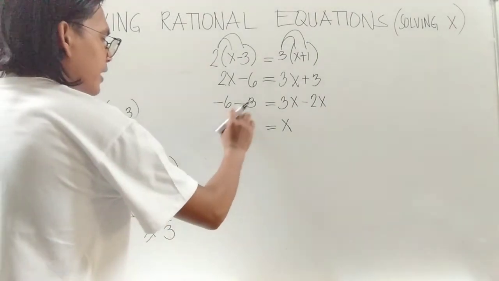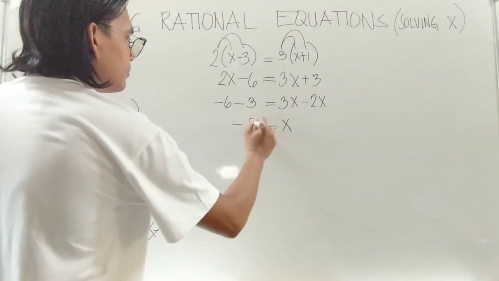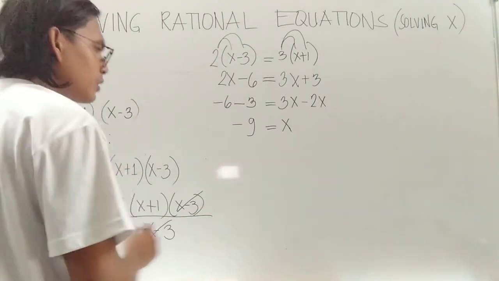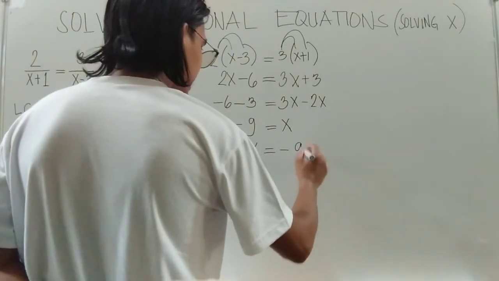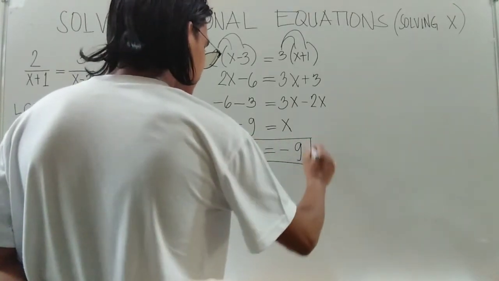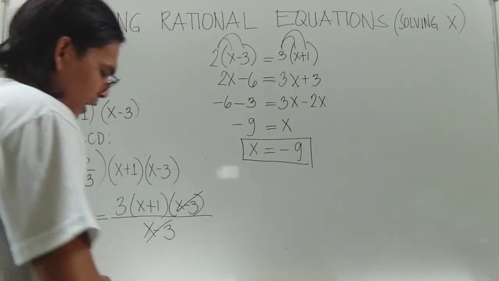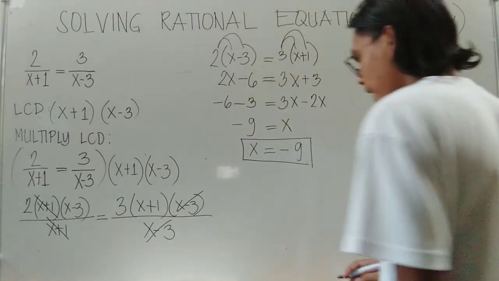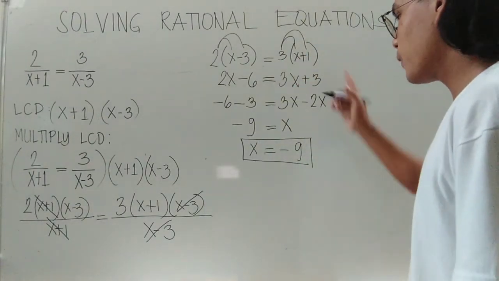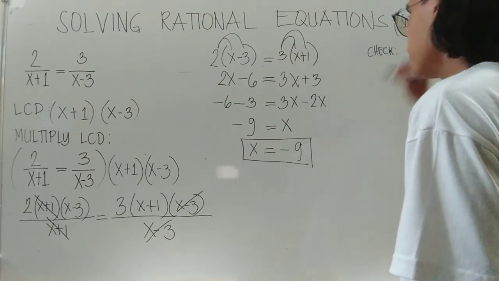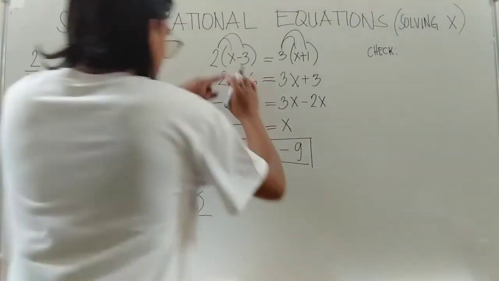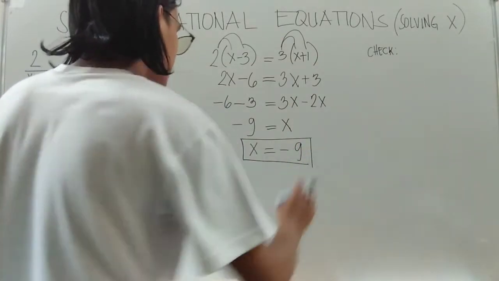Then negative 6 minus 3. So we have negative 9. Or shall we write it as x equals negative 9. Okay? So are we clear on that? So after that, we will check. But before we check, I will give you another way to arrive at this part.